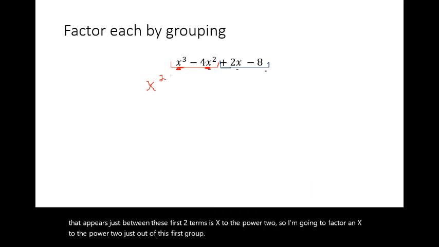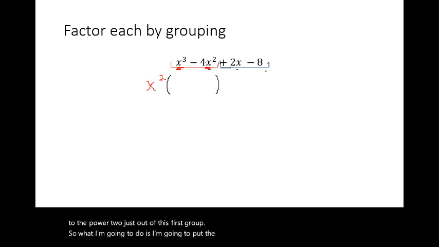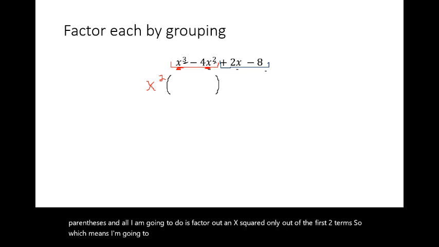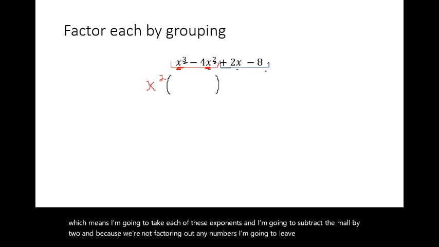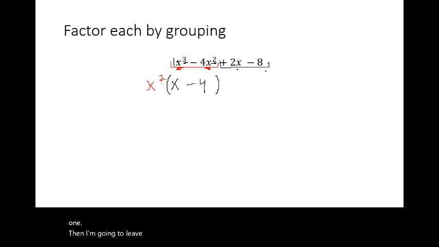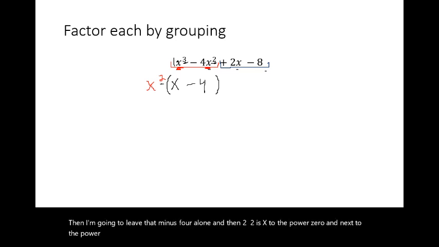So what I'm going to do is put the x squared out front, write the leftovers in parentheses, and all I am going to do is factor out an x squared only out of the first 2 terms. Which means I'm going to take each of these exponents and subtract them all by 2. And because we are not factoring out any numbers, I'm going to leave all the coefficients alone. So I'm going to leave the leading coefficient of 1 alone, and then 3 minus 2 is x to the power 1. Then I'm going to leave that minus 4 alone, and then 2 minus 2 is x to the power 0, and x to the power 0 cancels out.